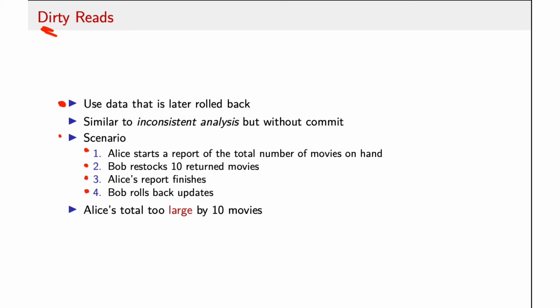So now Alice's total in terms of the number of movies could be too large by up to 10 movies, depending on the timing of these specific database accesses. So it's called a dirty read because Alice's information is based on data that's no longer clean, right? She saw this temporary change to the number of movies that Bob made and then reported on that basis, and then Bob reduced the number of movies, so the total that Alice is going to see could potentially be too large.